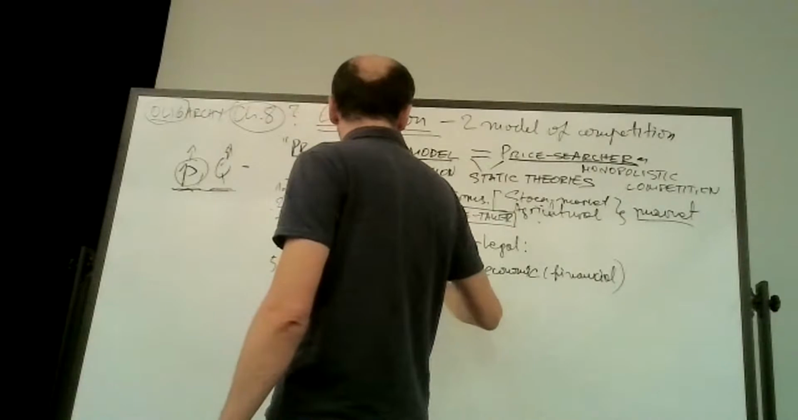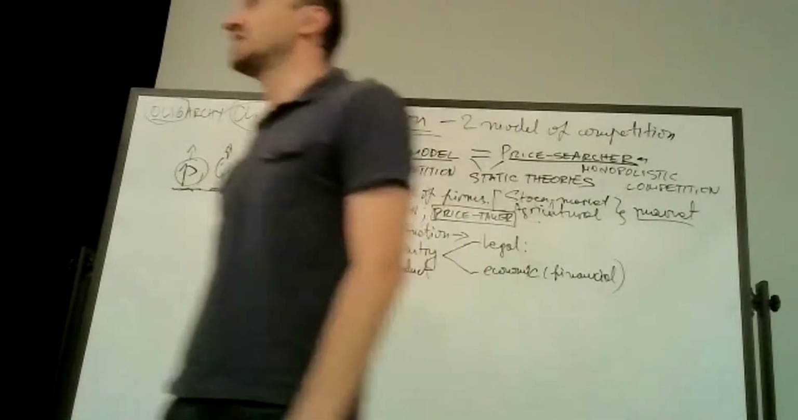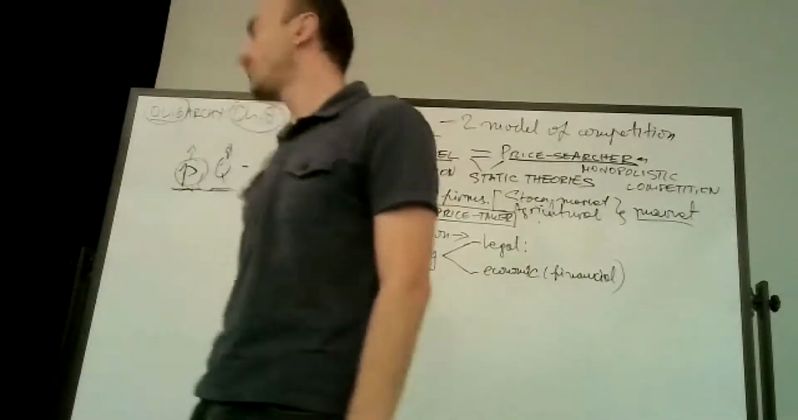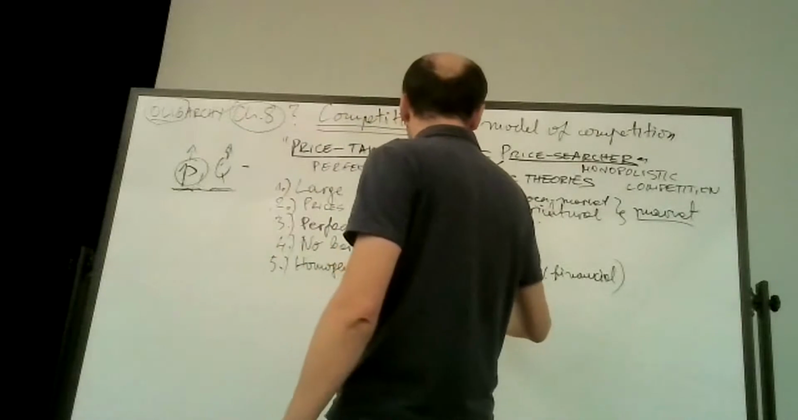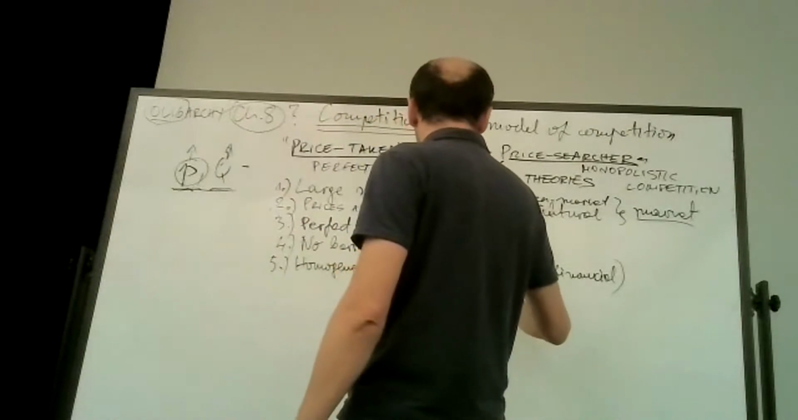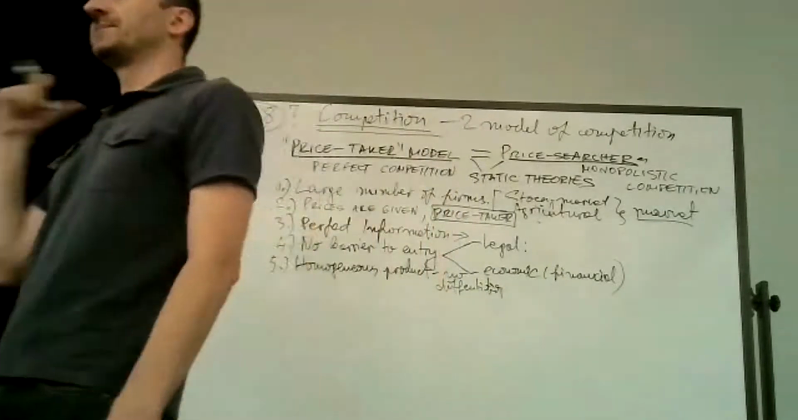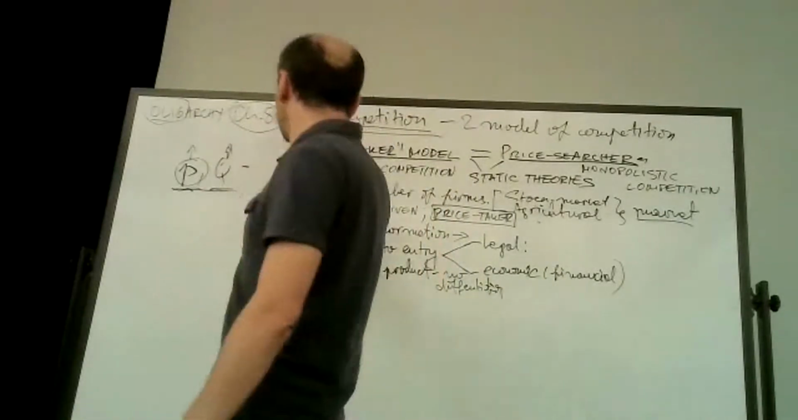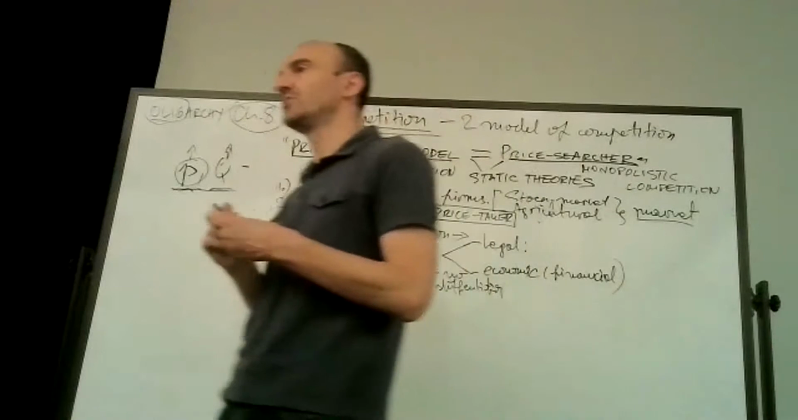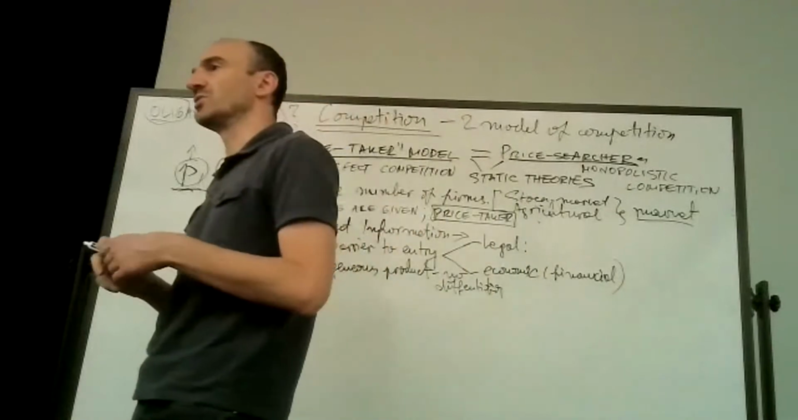That means everybody is selling the same product. No differentiation of products. What do you think? What is the justification for requiring this as a part of this model of price taker? No differentiation of products. Everybody's selling the same product.